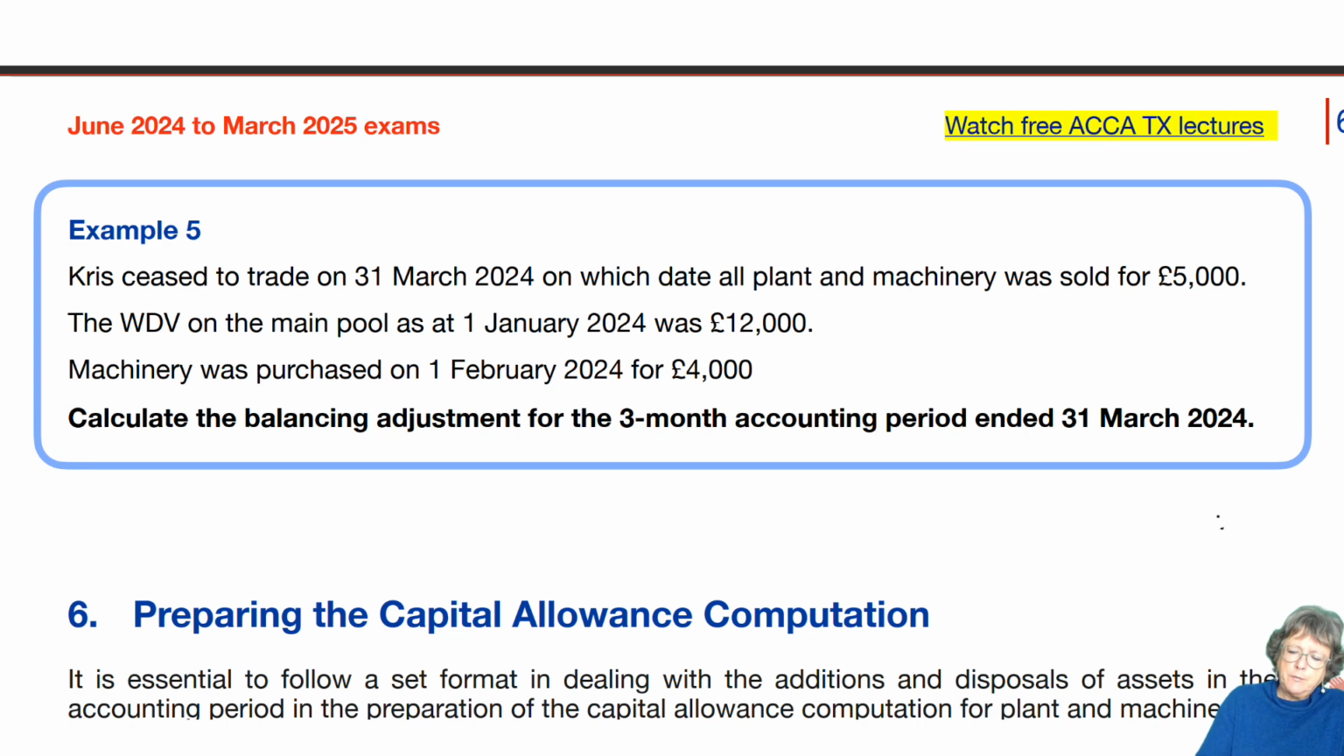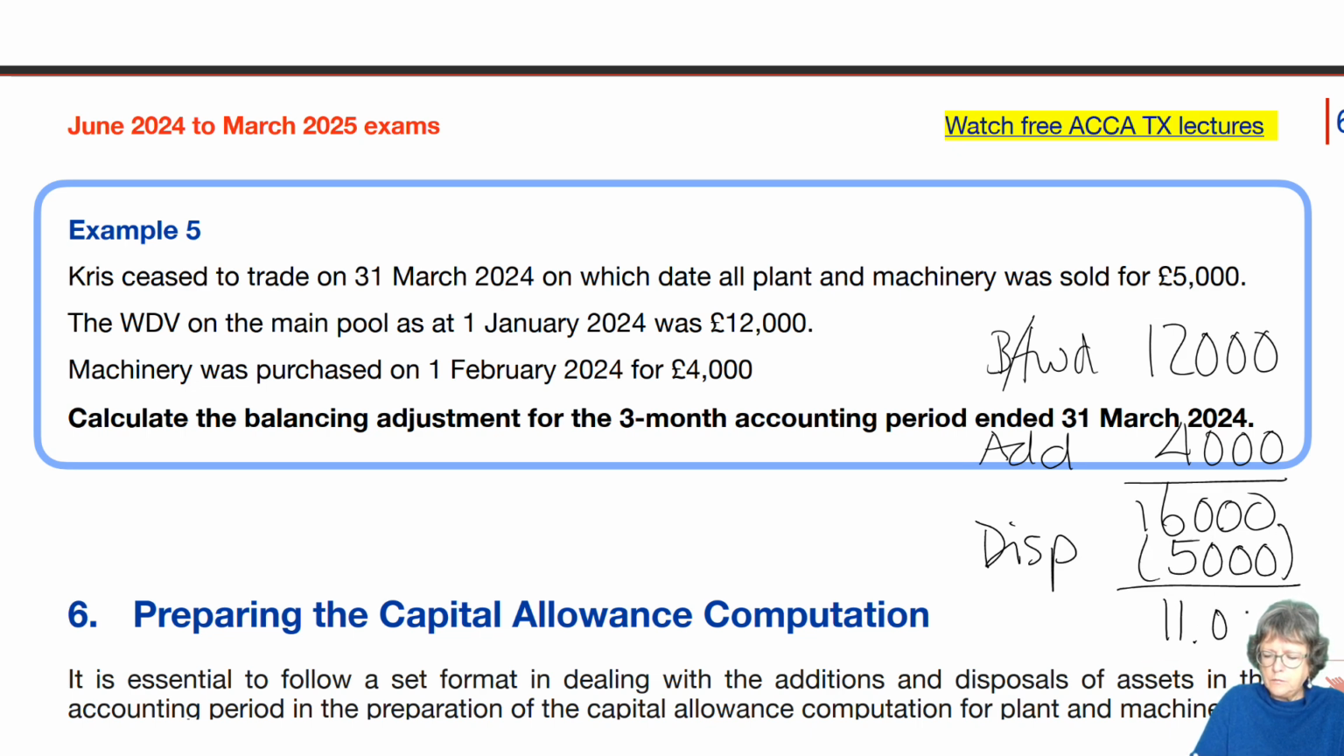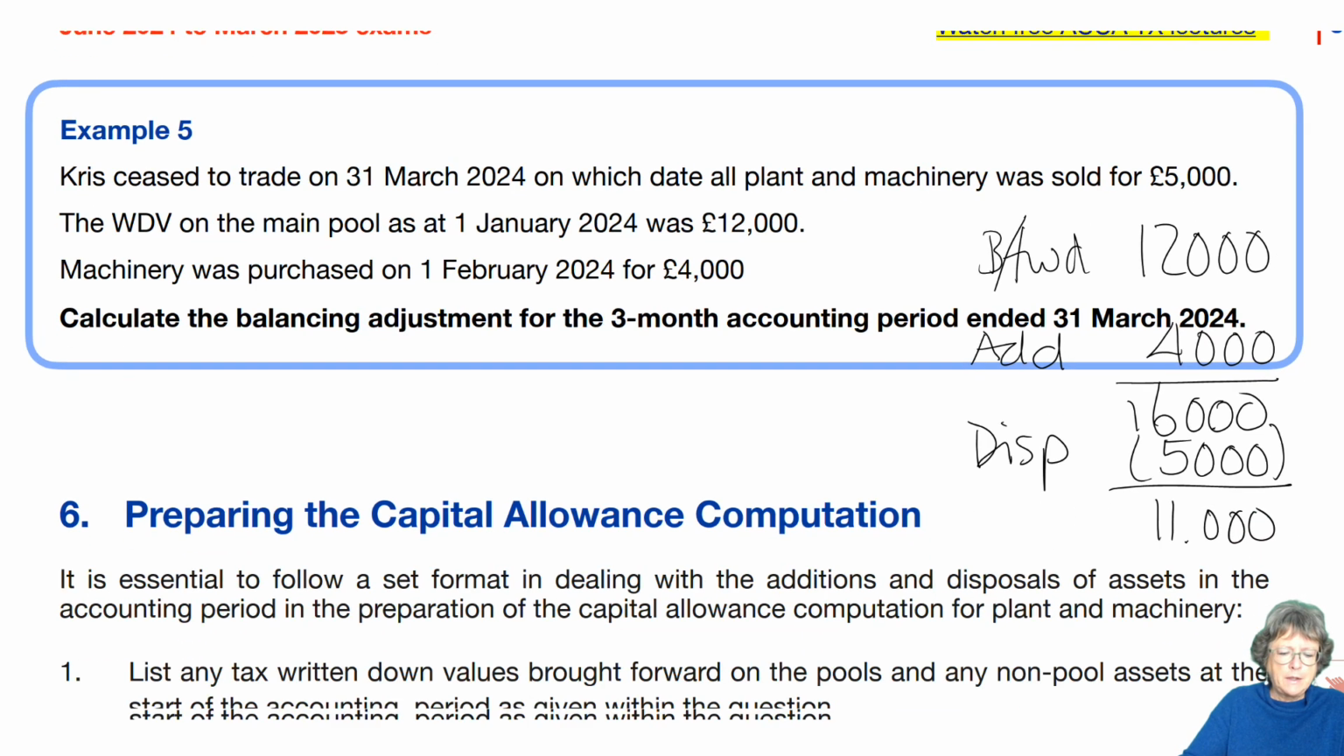So if we have a pool, I'm not going to do a full computation because it works just as well with an illustration. Our brought forward figure is 12. Add in all the additions. Take out all the disposals. And that would be the balancing figure.